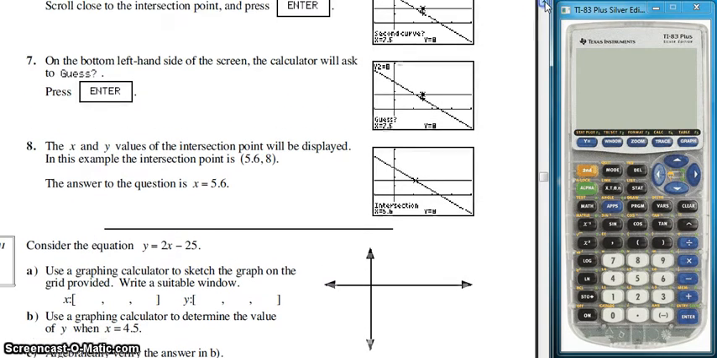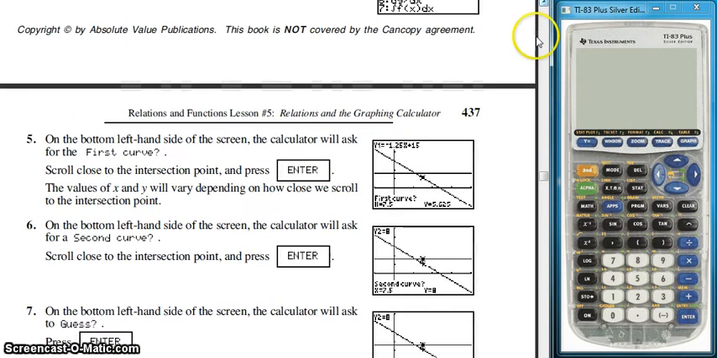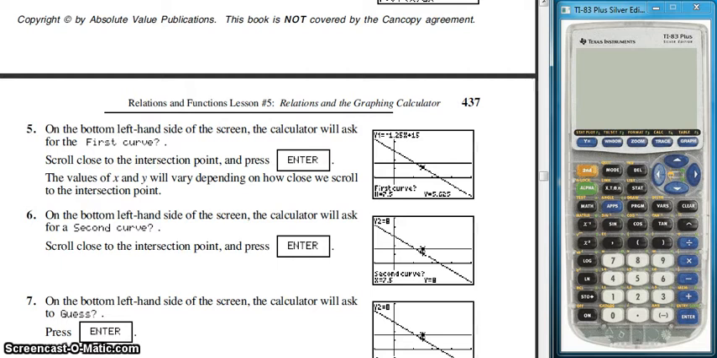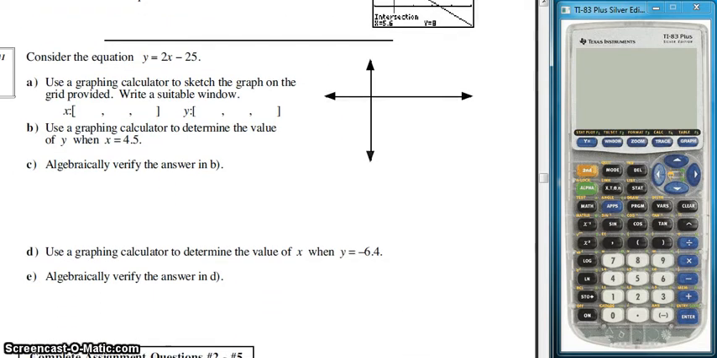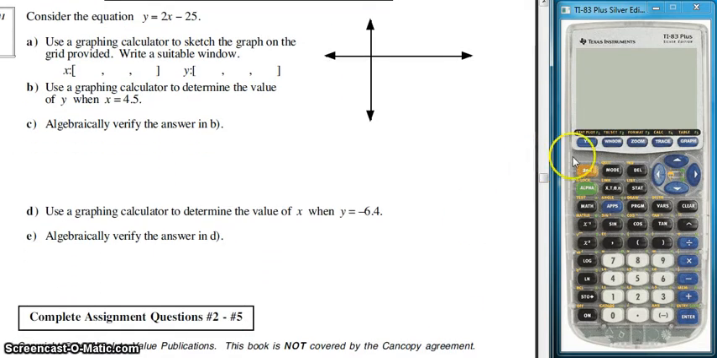All right, let's continue with our lesson. We are on page 437, and we're doing example number 1. We just learned about entering an equation, so let's do that. Let's look at our window here.